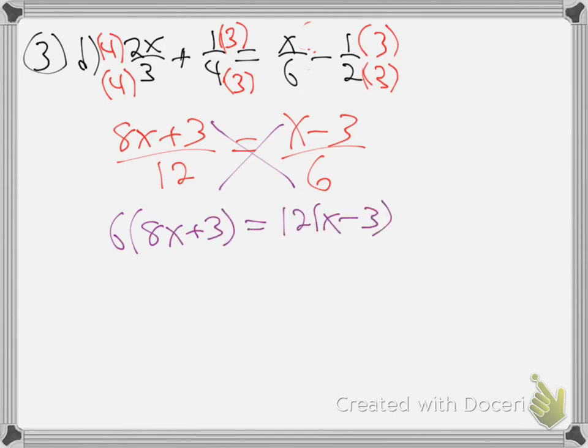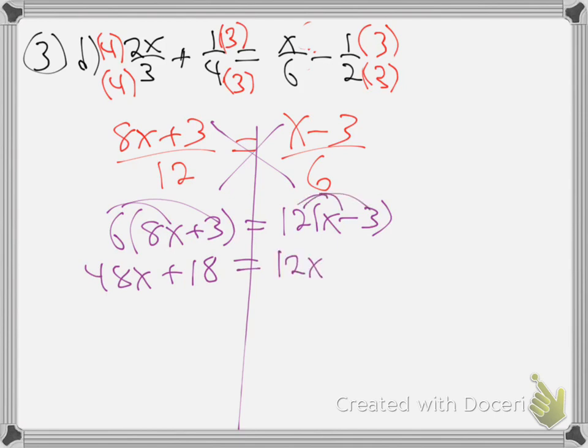That'll work out though. So here's the wall of separation. Distribute. 48x plus 18. Distribute. 12x minus 36. So, okay. That x is on opposite sides. So what do we do when we have x's on opposite sides?